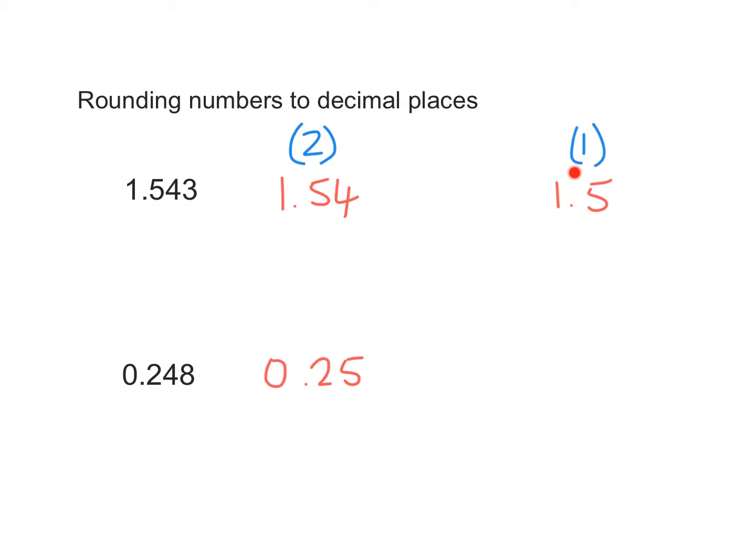What about if I wanted to round it to 1 decimal place? Well, that's the number there, that's the first decimal place. I need to look at my second decimal place. Is that bigger than or equal to 5? It is less than, so I do nothing with it, and I simply write 0.2, because that is to 1 decimal place.